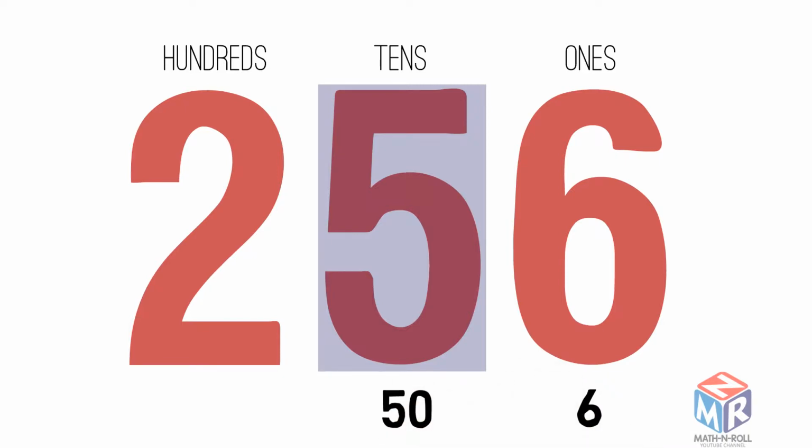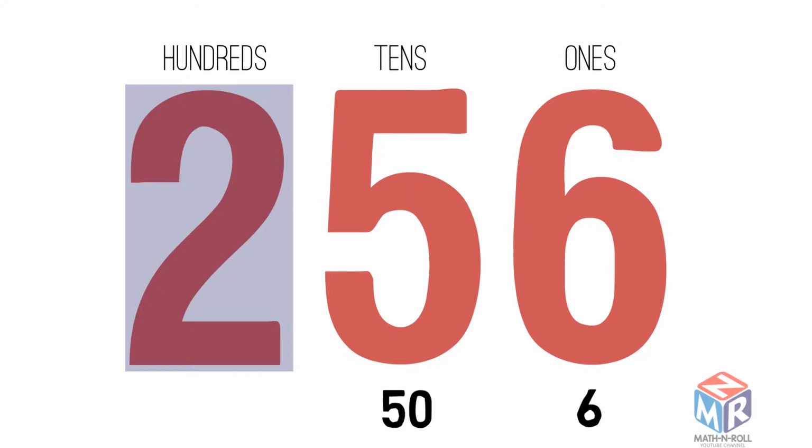Next, we move to the left again. That number will be in the hundreds place. Numbers in the hundreds place range from 100 to 900. So if you see a 2 in the hundreds place, it does not mean 2, it means 200.